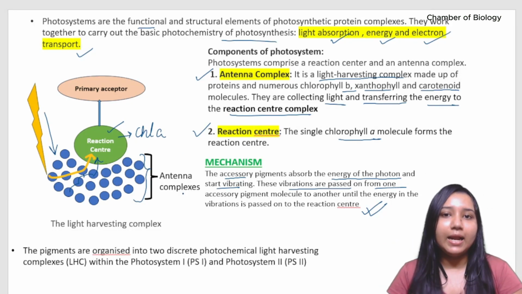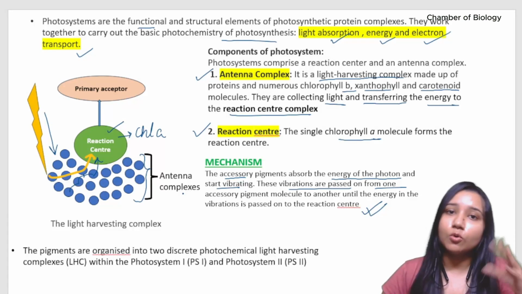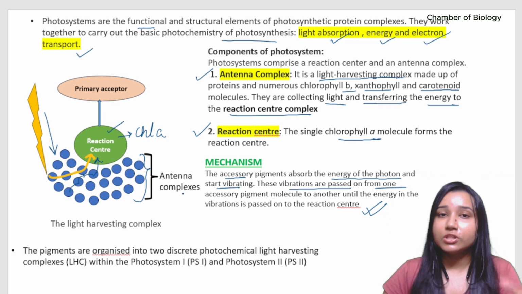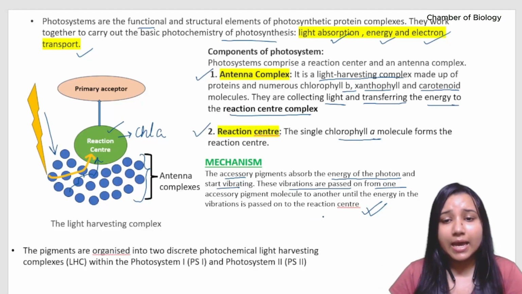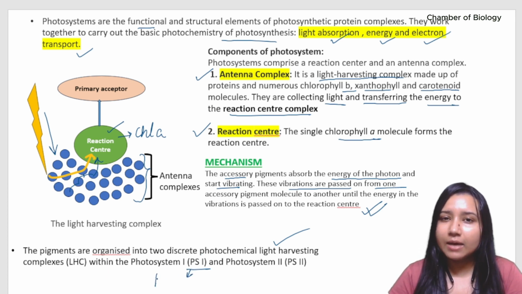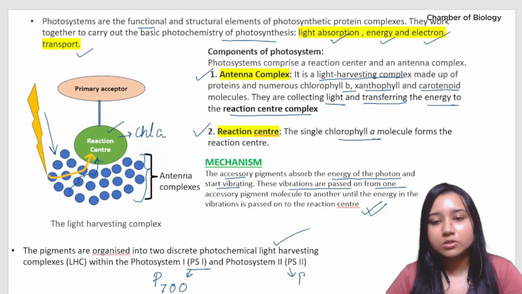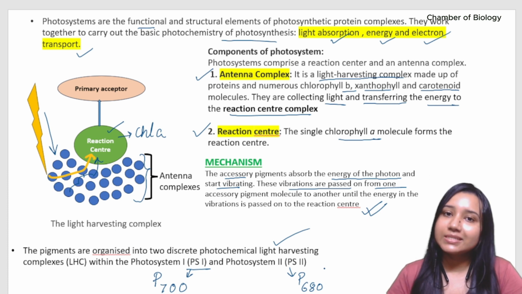Now, don't think that there is only one kind of photosystem. There are a total of two types of photosystems where photosynthesis is happening. So there is photosystem 1 and photosystem 2, which we call PS1 and PS2. These have two discrete light harvesting complexes: PS1, which has a maximum absorption spectrum of 700 nanometer, which is why it is also called P700. And PS2 is also called P680 because it has a maximum absorption spectrum of 680 nanometer.